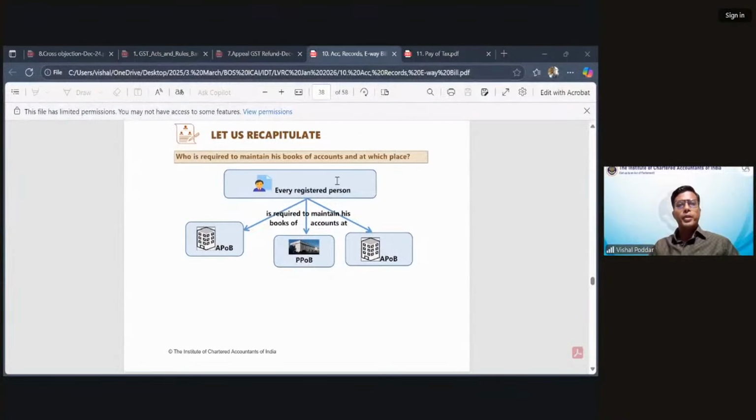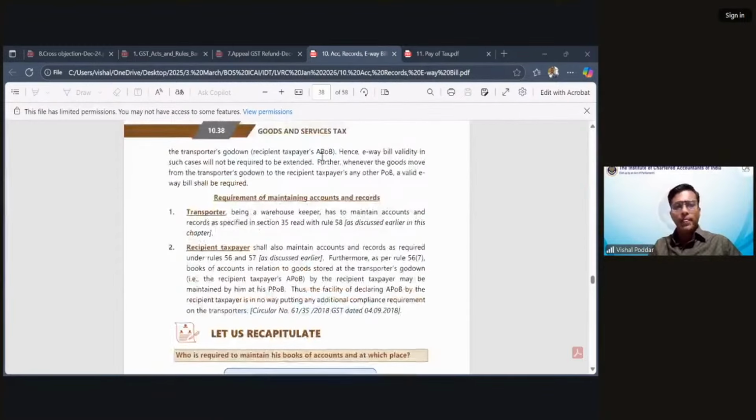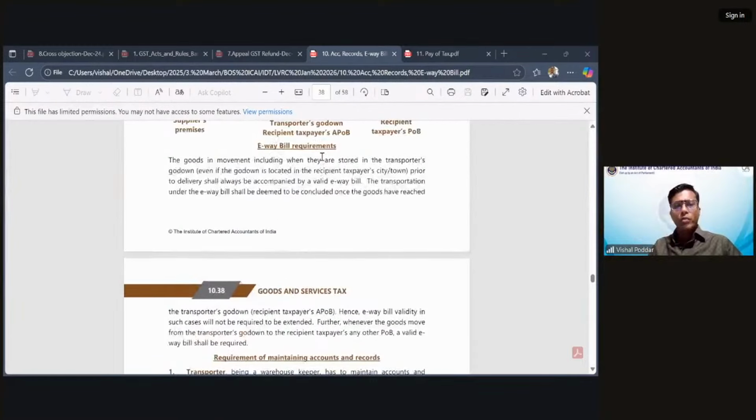Now, our next topic in the revision is the topic on maintenance of accounts and records, and also the topic of e-way bill.